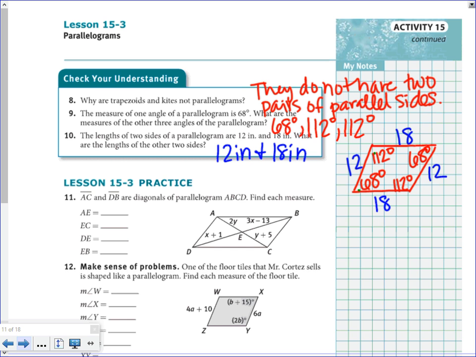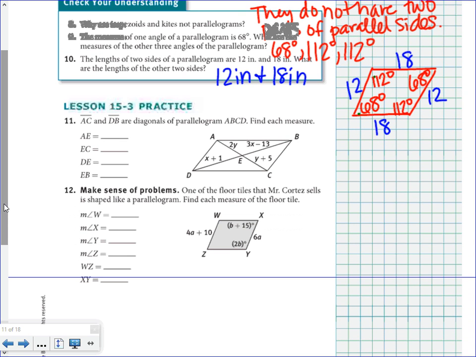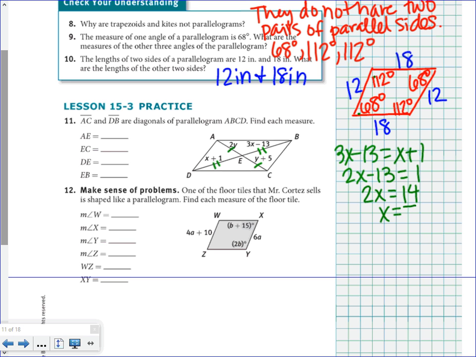So now let's look at 11. They tell me that AC and BD are diagonals in my parallelogram. We know that the diagonals bisect each other. So that means that these parts are congruent and that these parts are congruent. So each of these expressions is referring to your diagonal parts. They don't have a little degree symbol, so that's how we know they are not angles. So I can say 3x minus 13 equals x plus 1. And then if I subtract x, 2x minus 13 equals 1. You can add 13 to make it 2x equals 14. And then x equals 7.